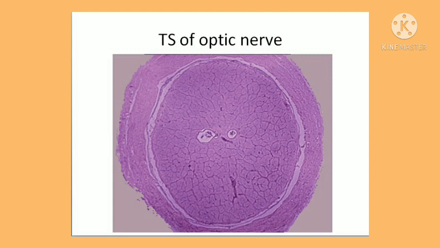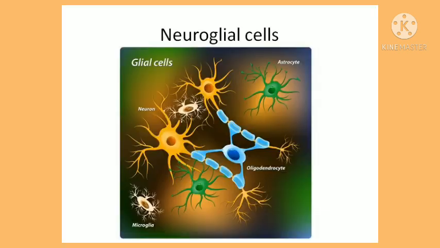In transverse section of optic nerve, we have the ophthalmic artery and ophthalmic vein at the center, and myelinated nerve fibers which are arranged as fasciculi, seen as numerous compartments, and peripherally the whole fasciculi is covered by perineurium. The perineurium is surrounded by epineurium.